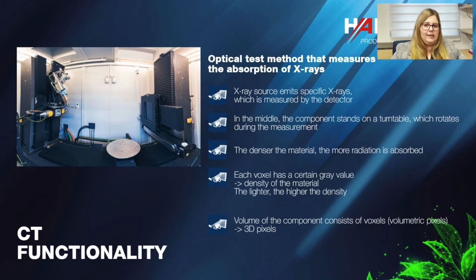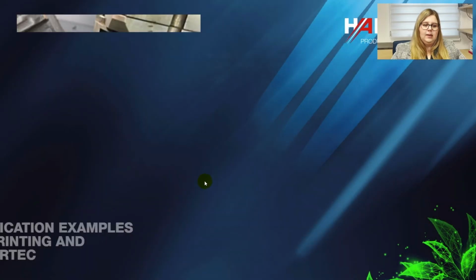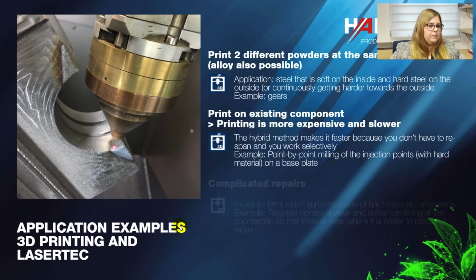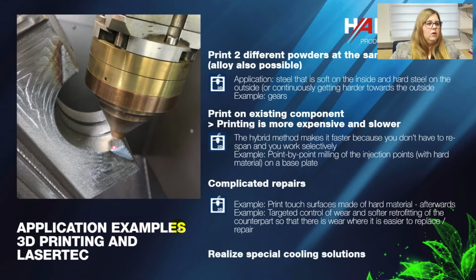And a voxel is a three-dimensional pixel, and each of these voxels has a certain gray value. The lighter the gray value, the less X-rays reach that area, so that means that the material is denser. Now let me show you some applications of our Lasertec.